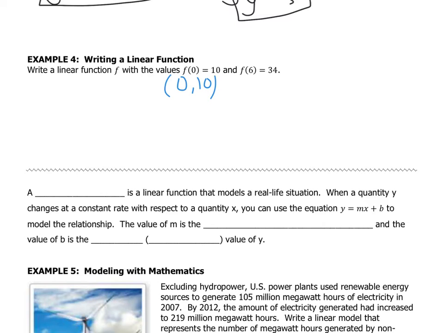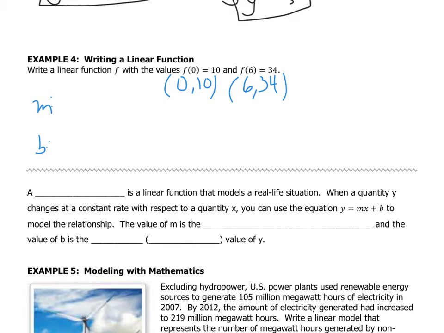So there is (0, 10). When 6 is the x value, the value of the function is 34. So (6, 34) is that one. And again, once you have these two, you can find your slope and your y-intercept to write the equation.